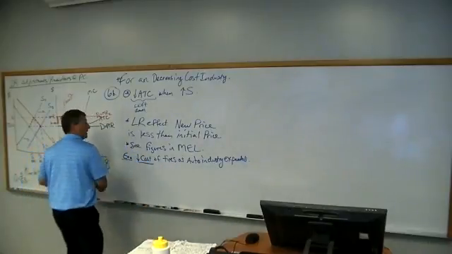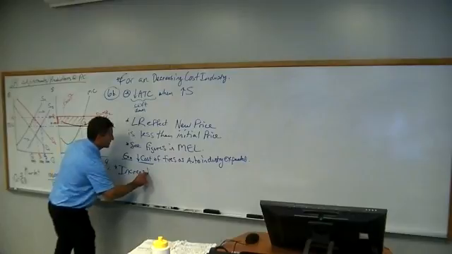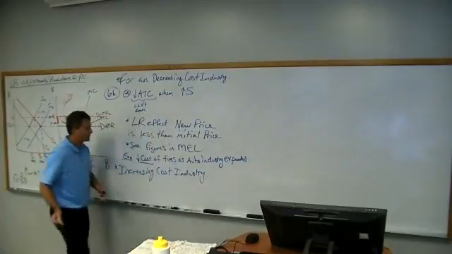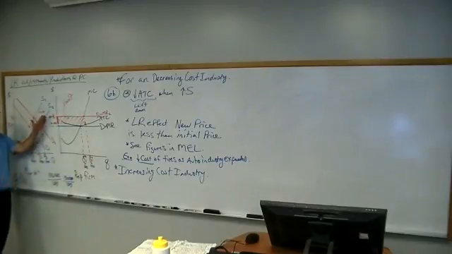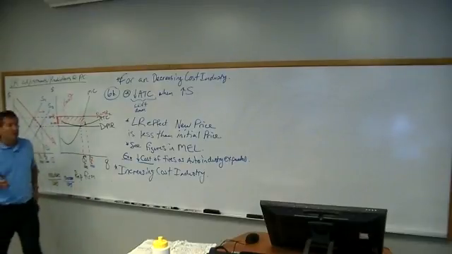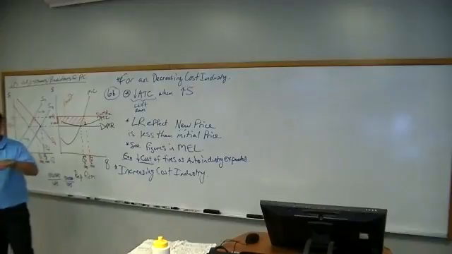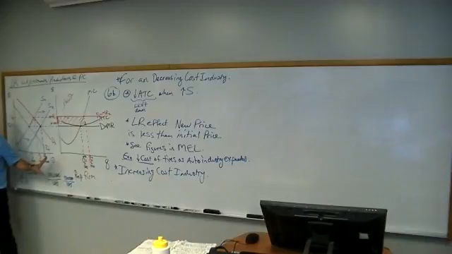So for an increasing cost industry, the story is just the opposite. As the industry expands, the cost of production goes up. So maybe we've got a furniture industry, the market for wood furniture. And as the industry starts to expand, we start harvesting more and more trees, and we start depleting the inventory of oak, right, in the forest. And you can't just build an oak tree like that.